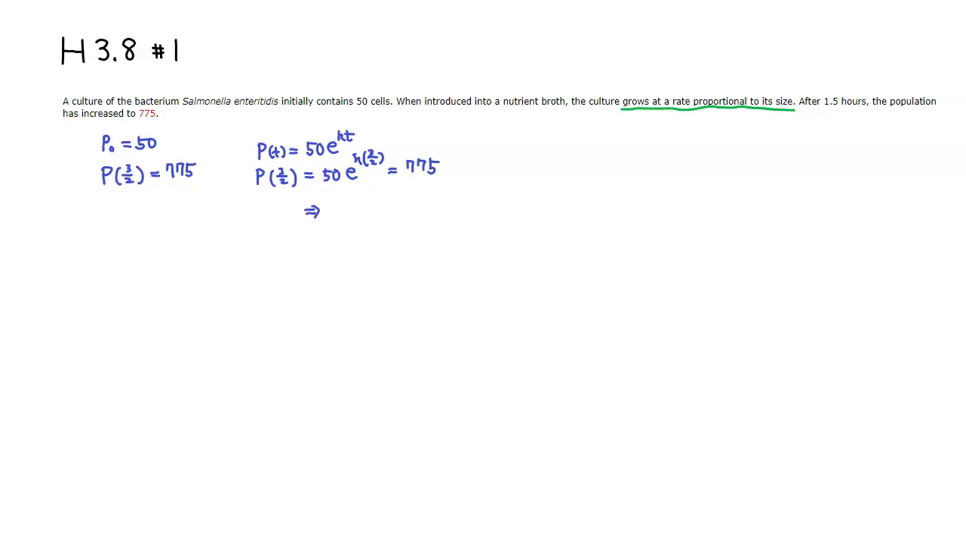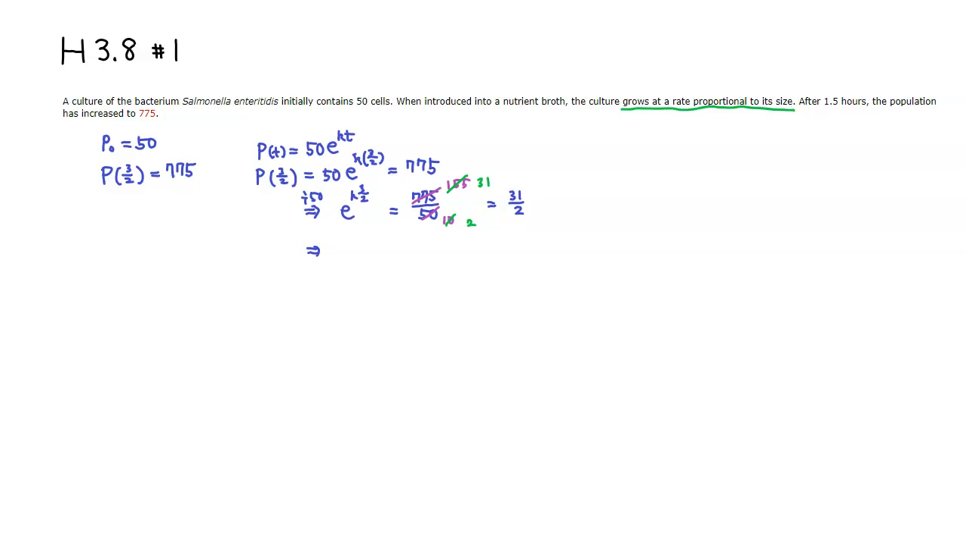First I'm going to eliminate 50 by dividing through by 50. So you have e to the k times 3/2 is equal to 775 over 50. So what's this? Divide by 5. 775 divided by 5 is 155, and 50 divided by 5 is 10. We can still divide by 5, so 155 divided by 5 is 31, and 10 divided by 5 is 2. So it's going to be 31 over 2.